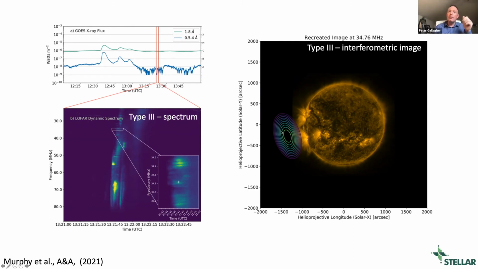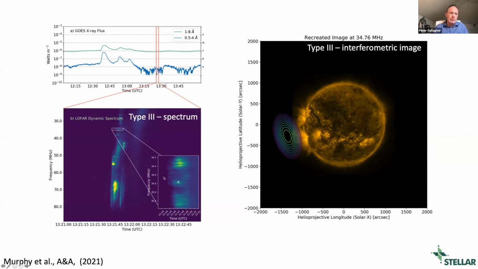And then with LOFAR, you can make interferometric images as well. So you can not only tell where these are and their drift rate, but you can tell where they are coming from and then relate them to the solar atmosphere and do, say, potential field extrapolations if you so wish.